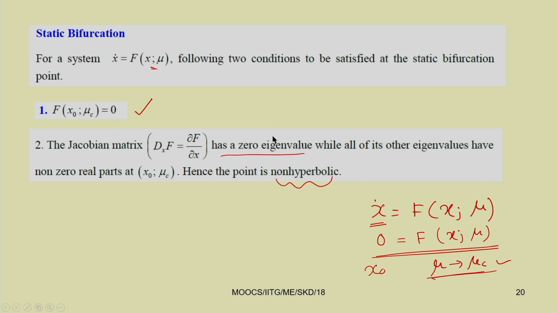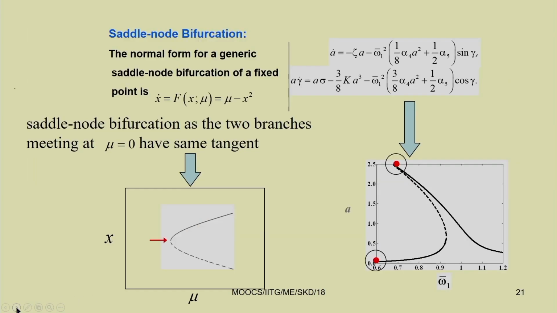In case of dynamic bifurcation, the eigenvalue will have imaginary parts also. We have already discussed the saddle node bifurcation. In the case of saddle node bifurcation, the generic form is x dot equal to mu minus x square, and by putting x dot equal to 0, we have the fixed point x equal to root over mu. If you plot this x versus mu, we have this curve.